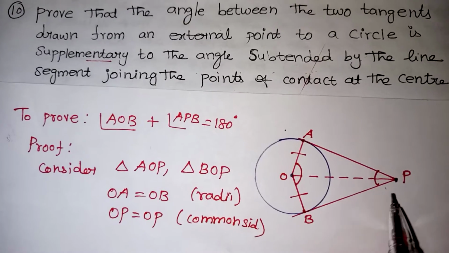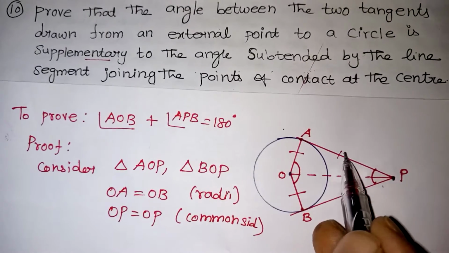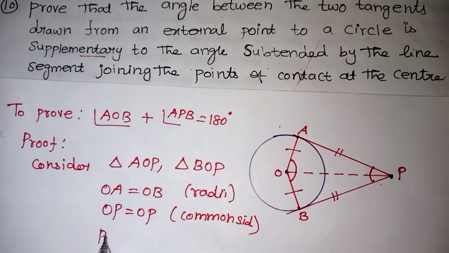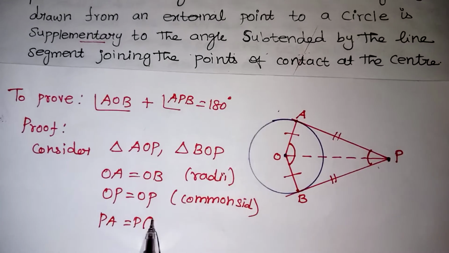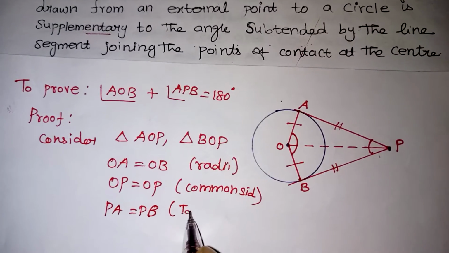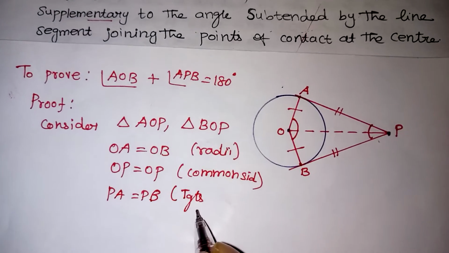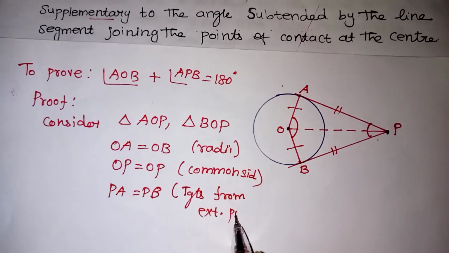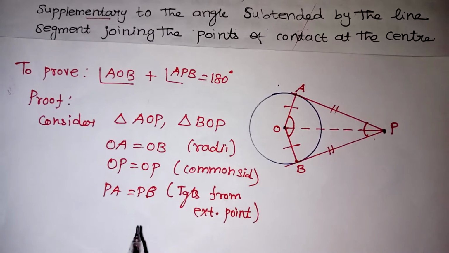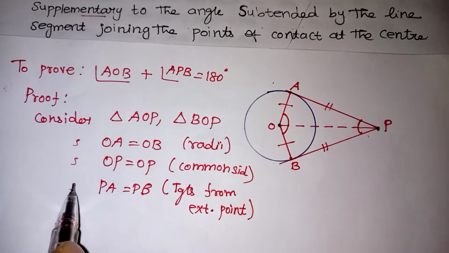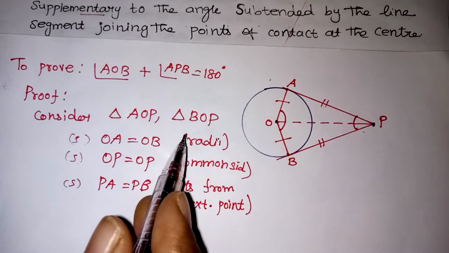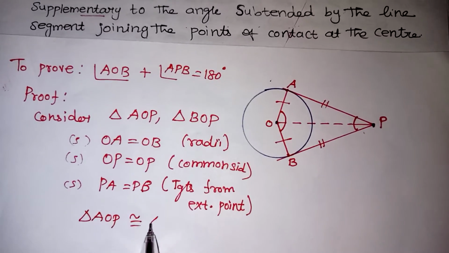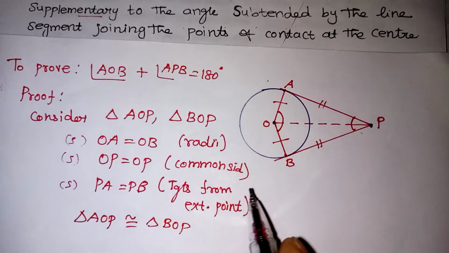Next, we have one more side, that is PA and PB. PA and PB are also equal because they are tangents to the circle. So PA is equal to PB. The reason is tangents, TGT being the short form of tangent: tangents from an external point are always equal. So this is one side, this is one side and this is one side. All three sides of both the triangles are equal. So we can say that triangle AOP is congruent to triangle BOP.